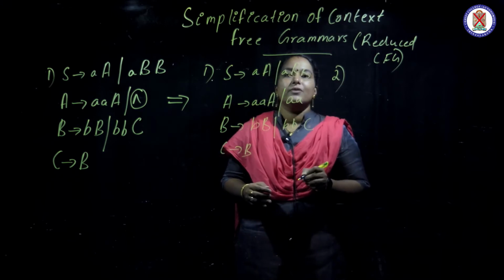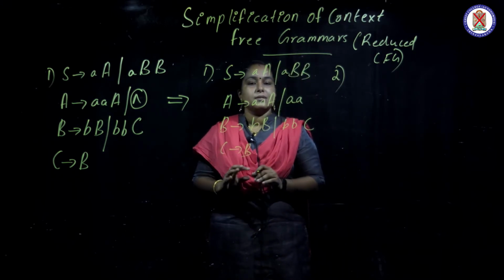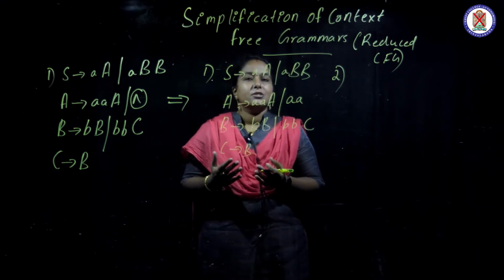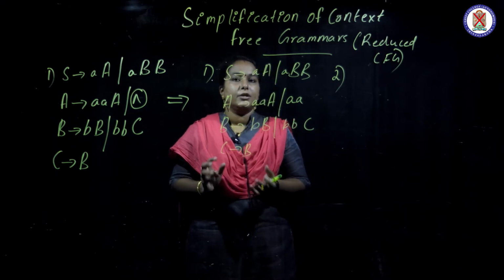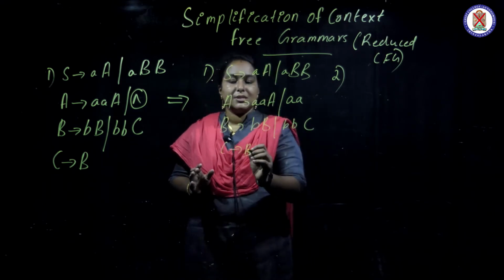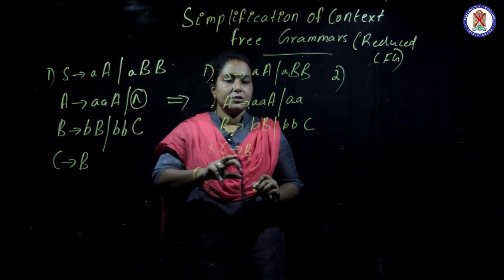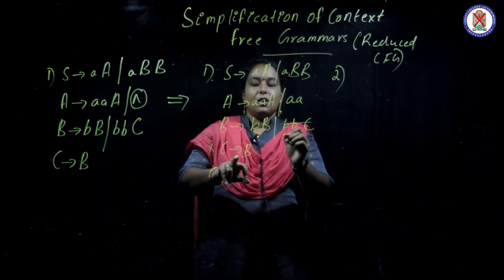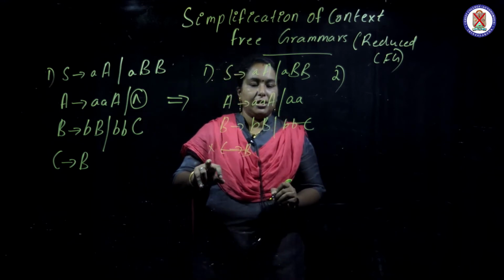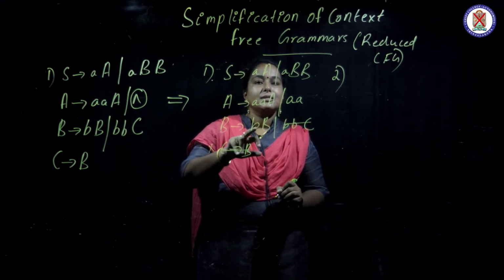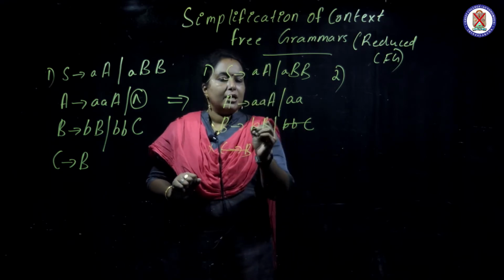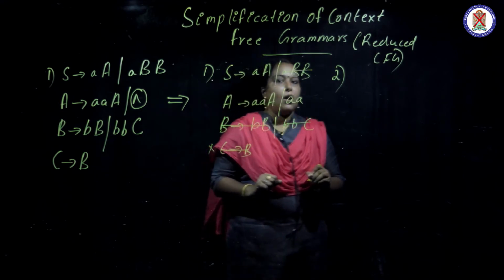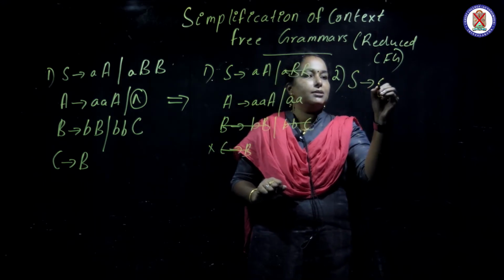In the second step, we will eliminate useless symbols. What do you mean by a useless symbol? Any non-terminal that does not derive a terminal is called useless. So look here, C is useless, so C's production will be eliminated, and wherever C comes, that will be eliminated. And B is also useless, since B is not deriving a terminal, so B's production will be avoided.